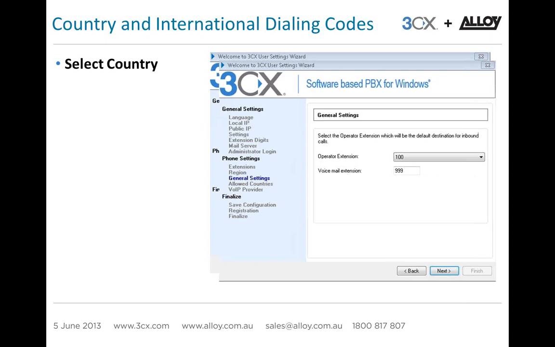This is where we select the operator extension. So if we've got multiple extensions that we've added on, the operator extension doesn't have to be 100. It can be whatever you want it to be. By default, the voicemail extension will be 999. This is an IVR. This can be changed here as well.